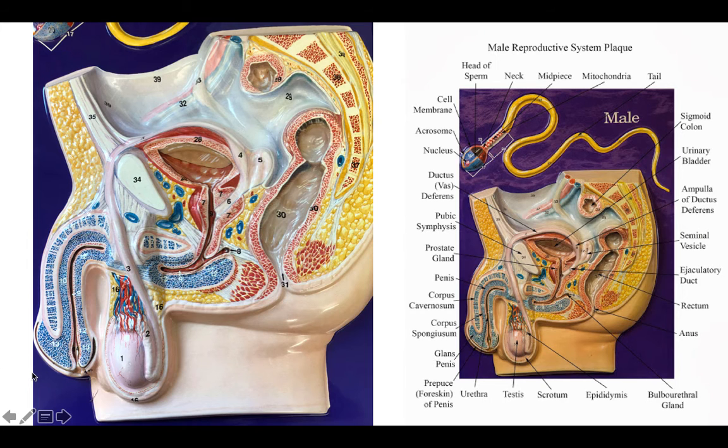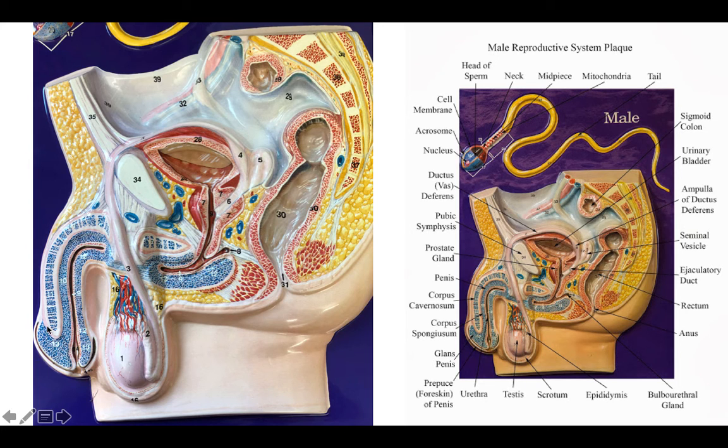So I keep losing my pointer there. There we go. So that portion right there, that's going to be the prepuce. And again, this is the glans penis, this whole portion here. Okay, so then let's talk internal anatomy of the penis.